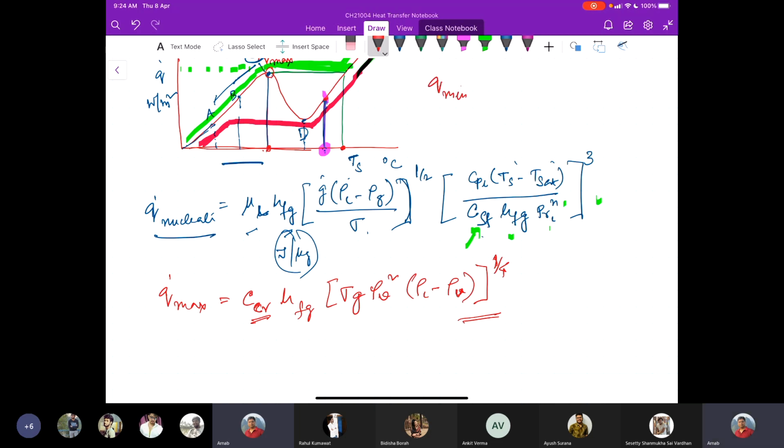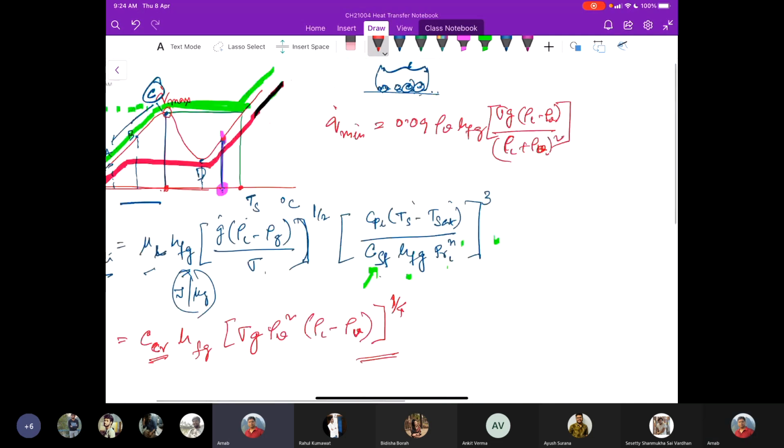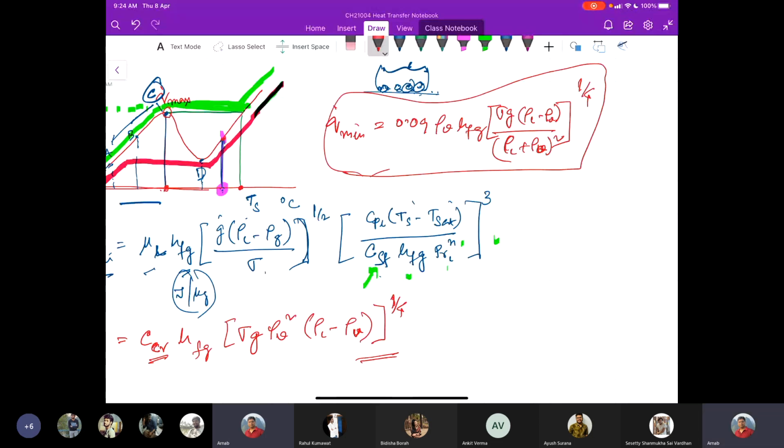So the point of showing all these correlations that you'd find in the textbook is that these are correlations which you have to use while solving the relevant problem. Rho L minus rho V divided by rho L plus rho V, this square, to the power 1/4. So again, some correlations are there.